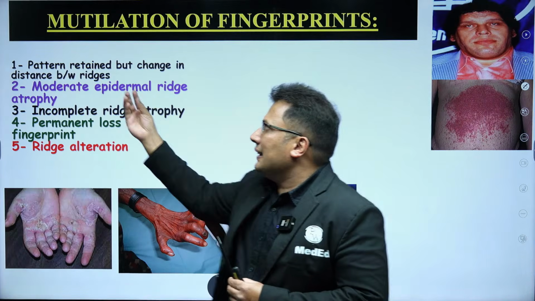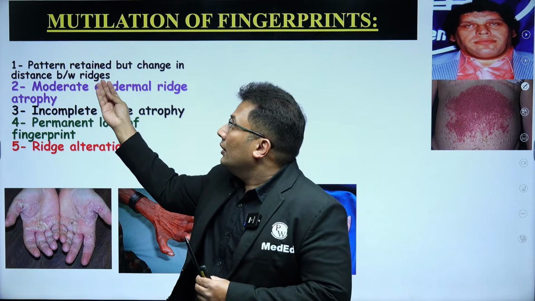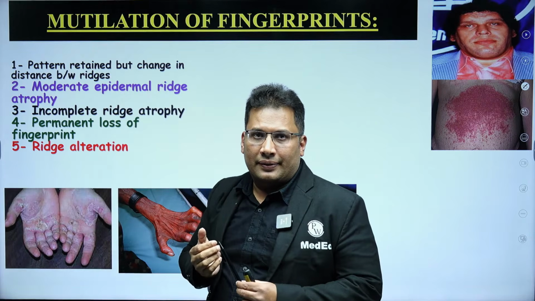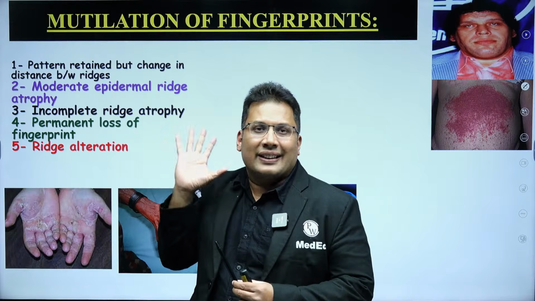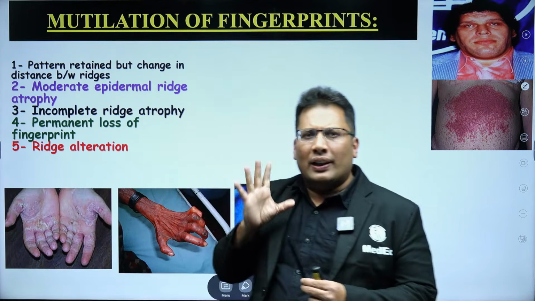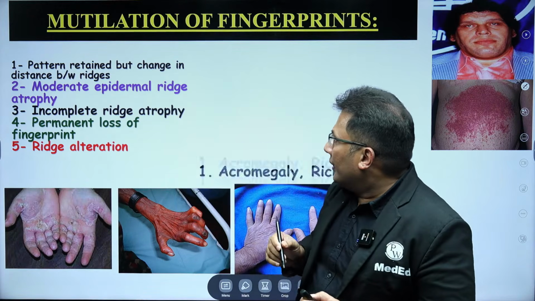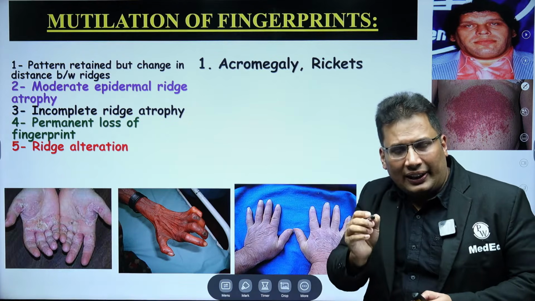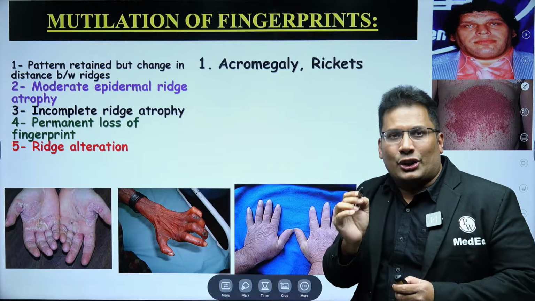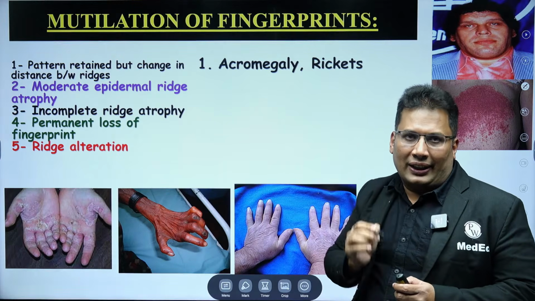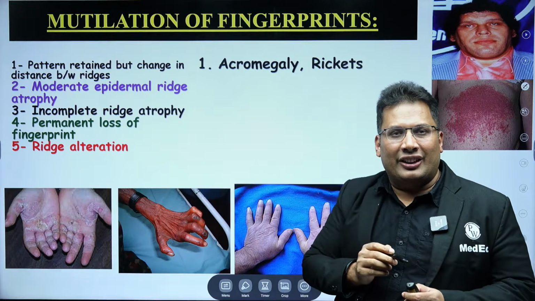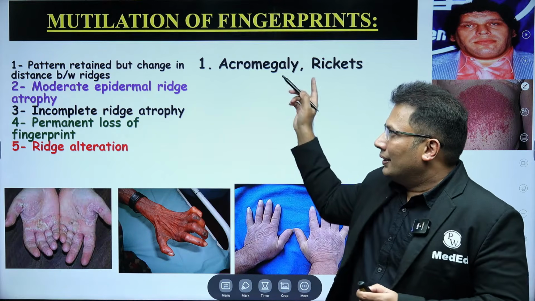The pattern is retained, but there is change in the distance between the ridges. Change in the distance in a particular disease. Answer must be acromegaly. Acromegaly, as you know, is hypersecretion of growth hormone from the pituitary gland. Rickets is because of vitamin deficiency in children. This can be an MCQ.